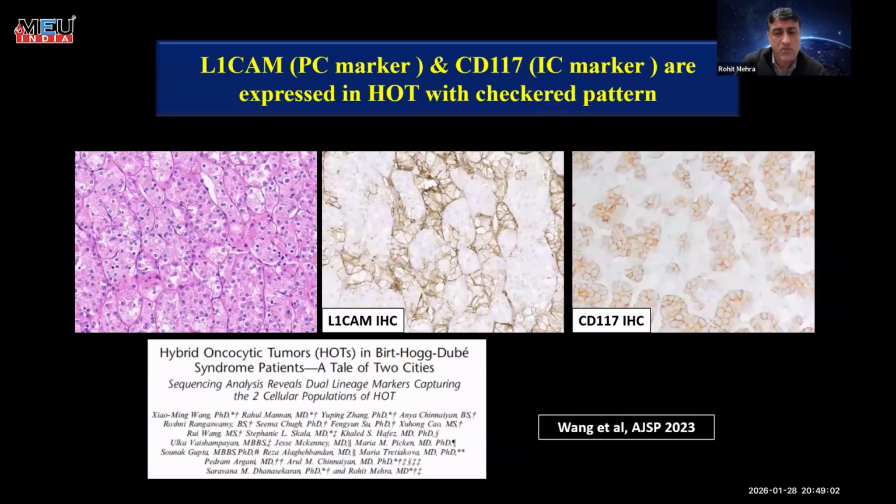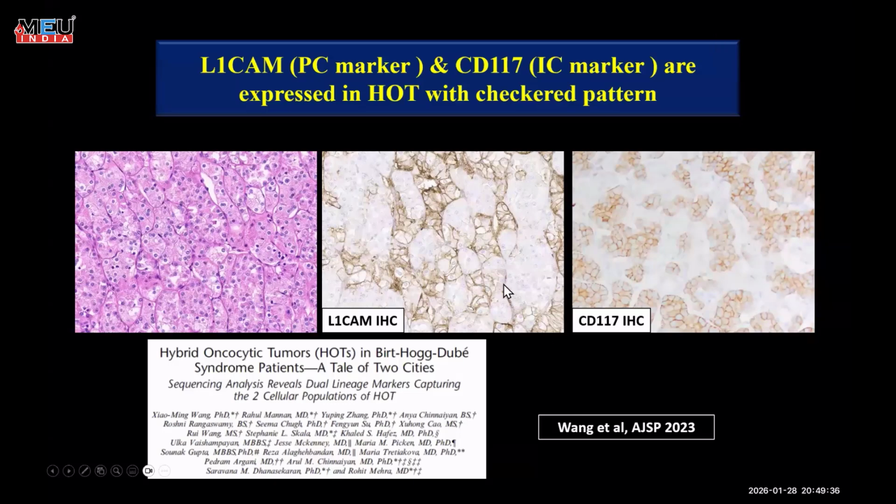Over the last few years, in this study led by my colleague Mindy Wang, we have now performed RNA sequencing on these hybrid oncocytic tumors. And what we found out is that while the first population of cells is CD117 positive, there is a second population of cells which is actually labeled by this marker called L1CAM, which labels principal cells and a few other cell types in the kidney. So actually this tumor is hybrid, not because it has areas of oncocytoma and chromophobe RCC.